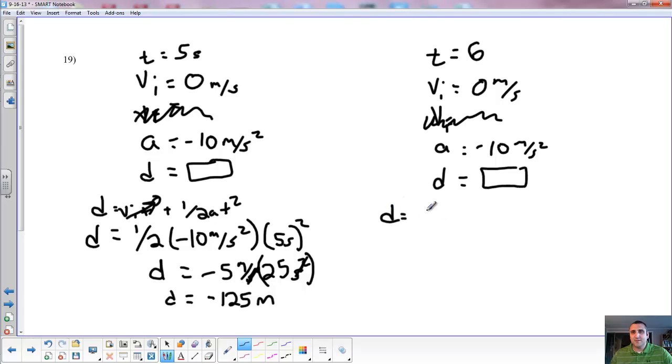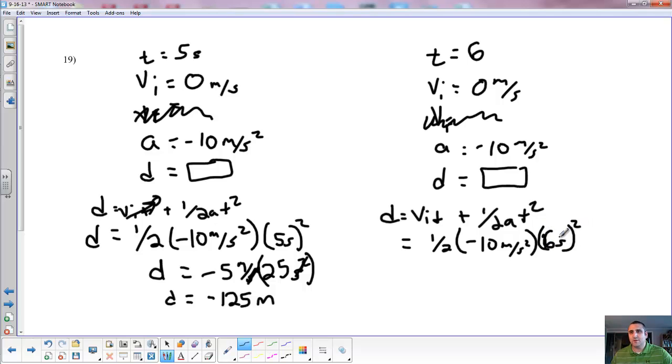Same deal here. For time is 6 seconds, so displacement equals VIT plus 1/2 AT squared. Same equation. This is the only equation that we've got to deal with that has D, A, VI, and T. So VIT is going to be 0 plus 1/2 A, it's -10 meters per second squared, times T squared, which in this case is 6 seconds all squared. So 6 squared is 36 seconds squared, times -10 is going to be -360, and then we can play with some units here. The seconds squared go away, so it's going to be -360 meters.